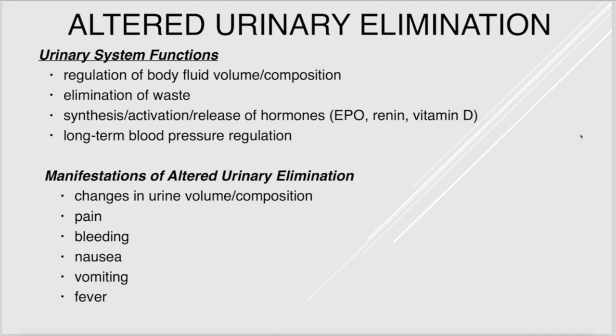Synthesis, activation, and release of hormones like EPO, which is erythropoietin, which is necessary for the production of red blood cells. Renin, we all know what renin does. It cleaves angiotensinogen. Vitamin D actually, the majority of it becomes fully activated in the kidneys. And then long-term blood pressure control is done by the kidneys. Of course, manifestations of changes in urinary function: pain, changes in urine volume or composition, bleeding, nausea, vomiting, fever in the cases of infections.